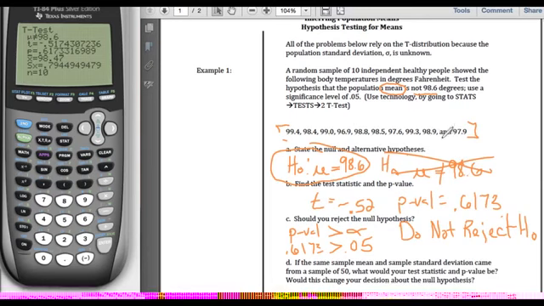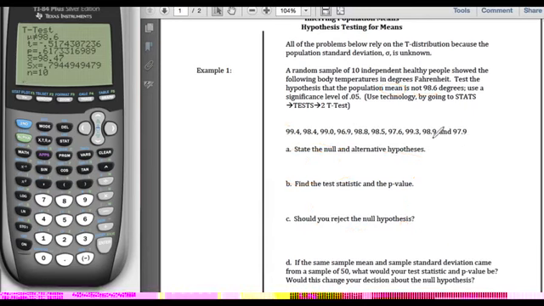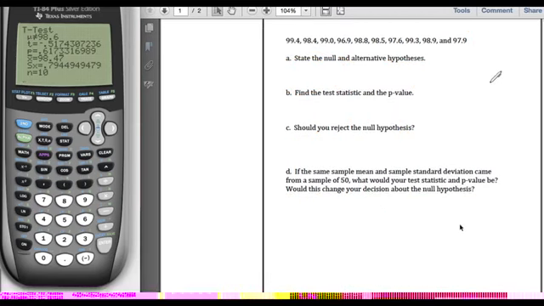And this is a pretty small sample size. We only have 10 data pieces. So part D addresses that. If the same sample mean and sample standard deviation came from a sample size of 50, what would your test statistic and p-value be? And would this change your decision about the null hypothesis? So I need to recalculate my test statistic and my p-value.